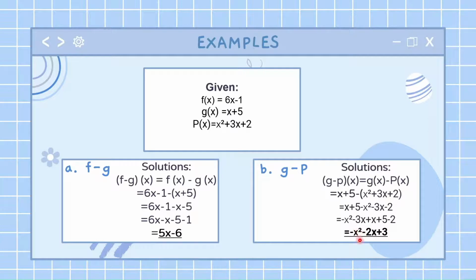So, negative x squared, that's fine as it is. Then, negative 3x plus x, that's like negative 3x plus 1x. So, it would become negative 2x. Then, simple math, we have here positive 5 minus 2. Simple subtraction, 5 minus 2 is equal to positive 3. So the final answer of x plus 5 minus x squared plus 3x plus 2 would be negative x squared minus 2x plus 3.